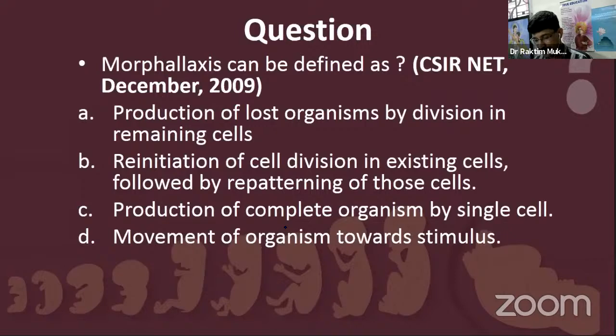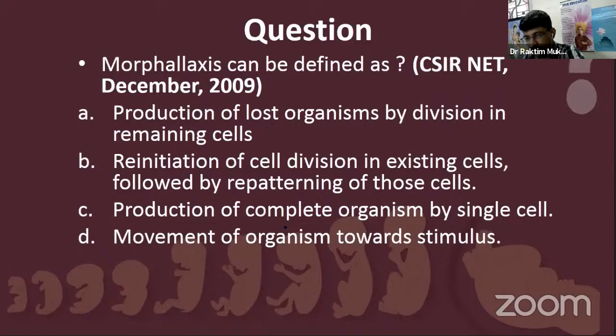Okay, those who are in Zoom, especially Rajesh Kataria, then Hina Vidhani, are going with option B. And those on YouTube are also going with option B. Option A, production of lost organism by division in the remaining cells, of course, is not the right answer. Option C, production of complete organism by a single cell, is totipotency. That is also not the correct answer.